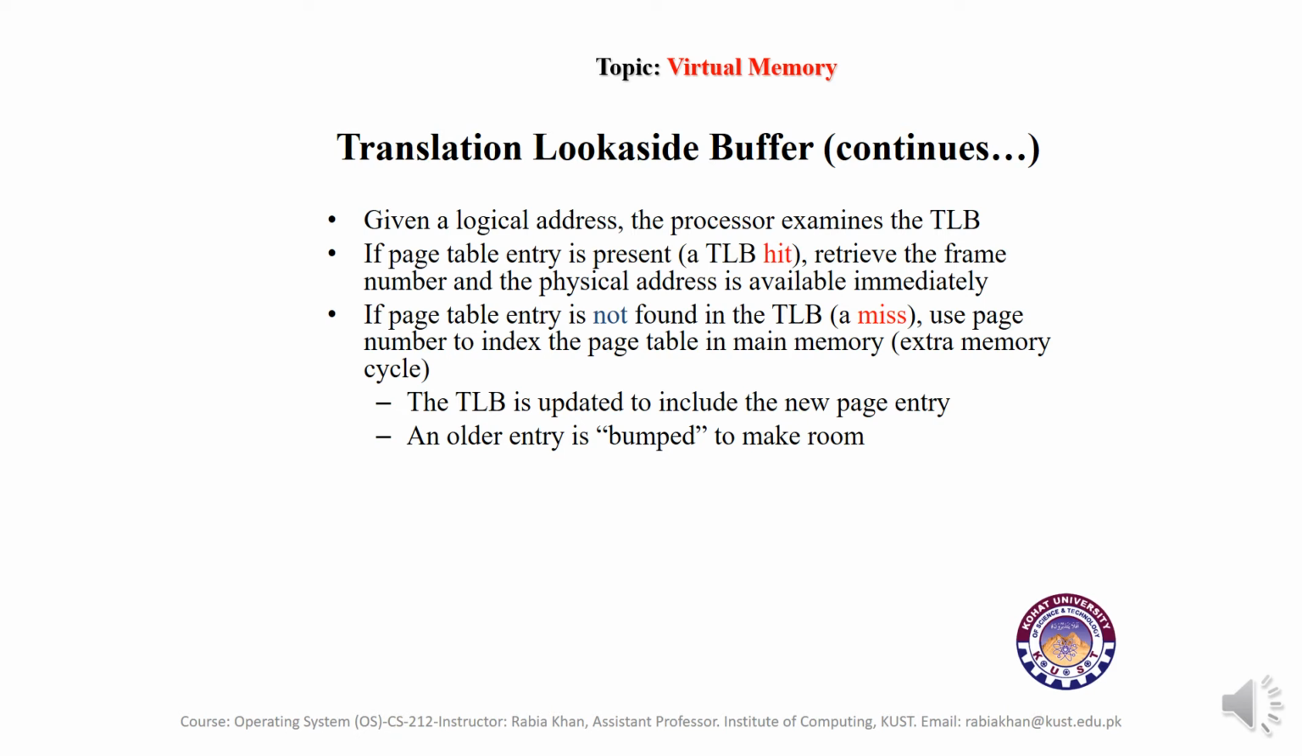But if the respective page table entry is not found in the translation look-aside buffer, that results in a TLB miss. So the same old mechanism is then used, that is, to first get the page table entry from main memory and then get the required frame from main memory, leading again to two main memory accesses. The translation look-aside buffer gets updated from time to time in order to accommodate the latest pages, and older pages are deleted, replacing them with new ones.